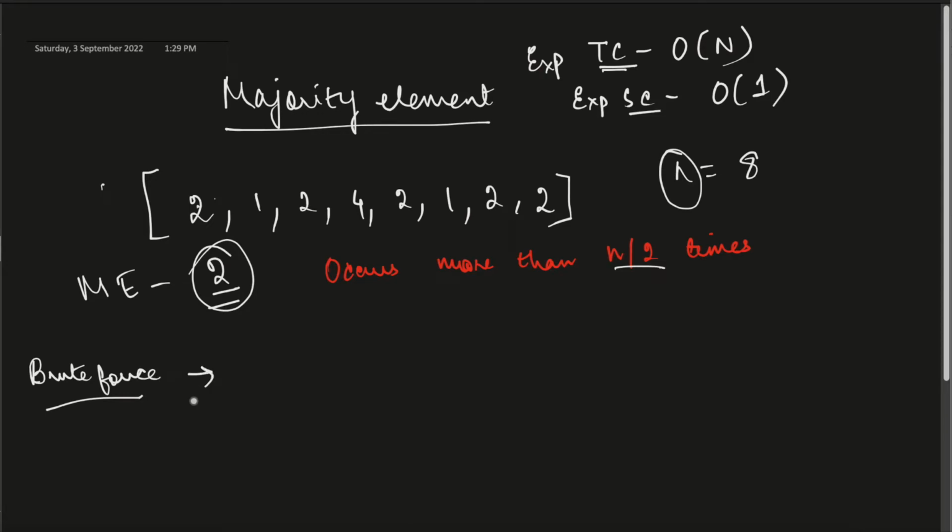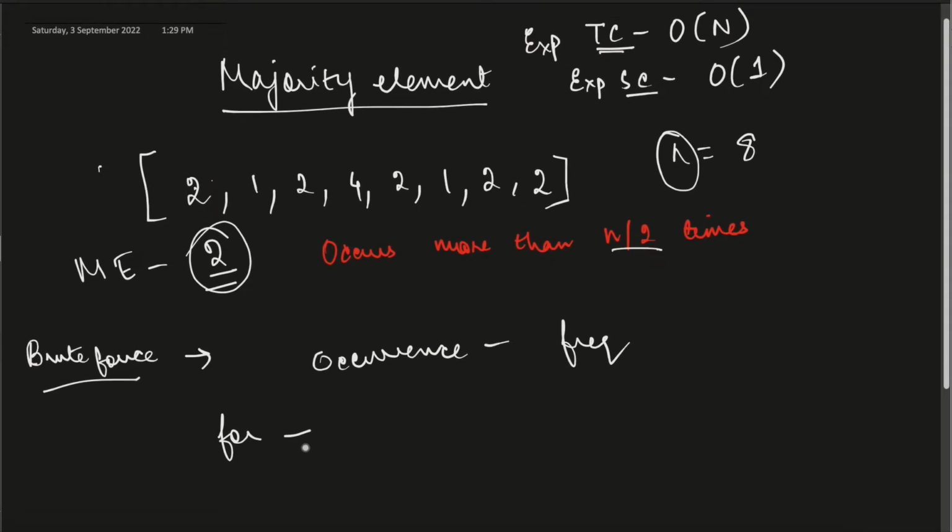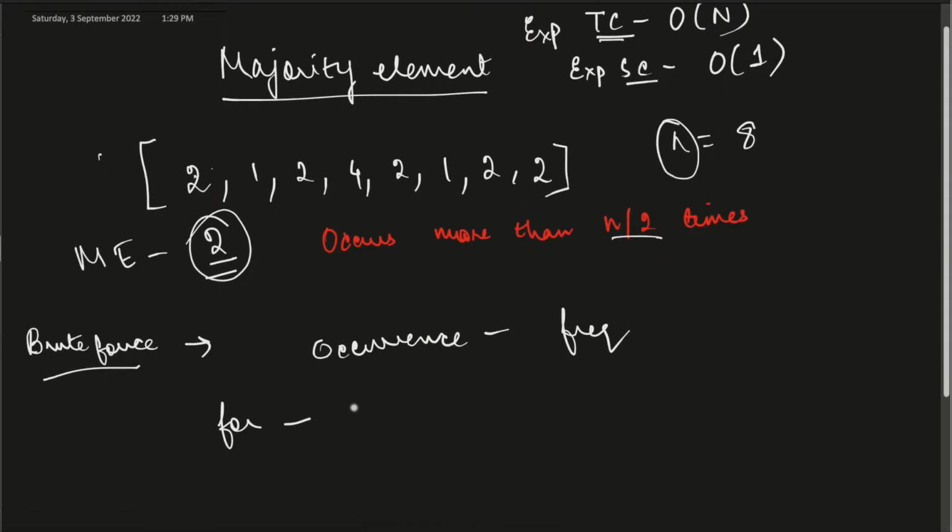So we know that a majority element is something which has occurred more than n by 2 times. So when we talk of occurrences, we are somewhere trying to track the frequency of an element. So how can I track the frequency of an element? I can use loops. I have to traverse the array, so I'll use a loop. So first thing is to traverse the array. This outer for loop is going to run from 0 to n minus 1.